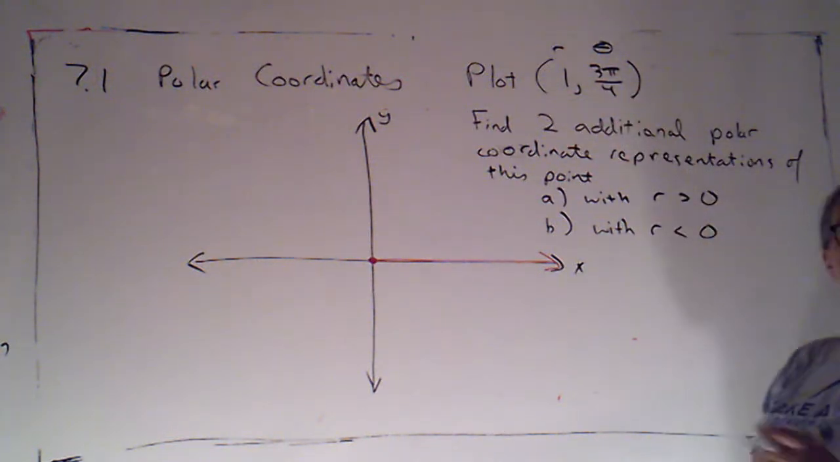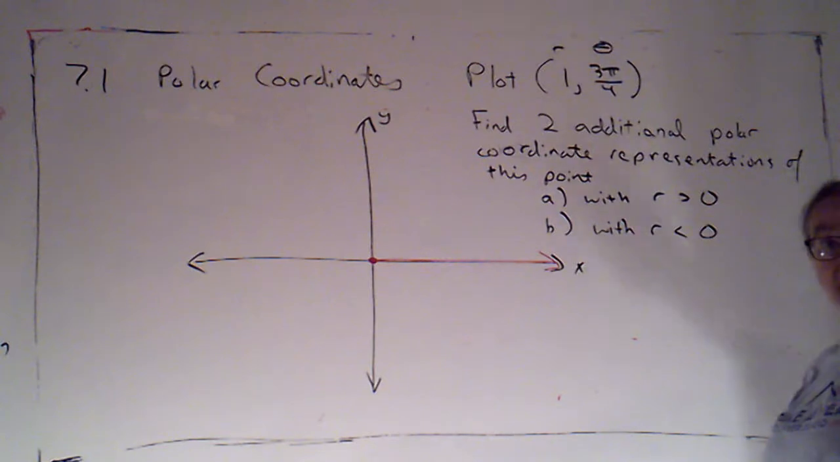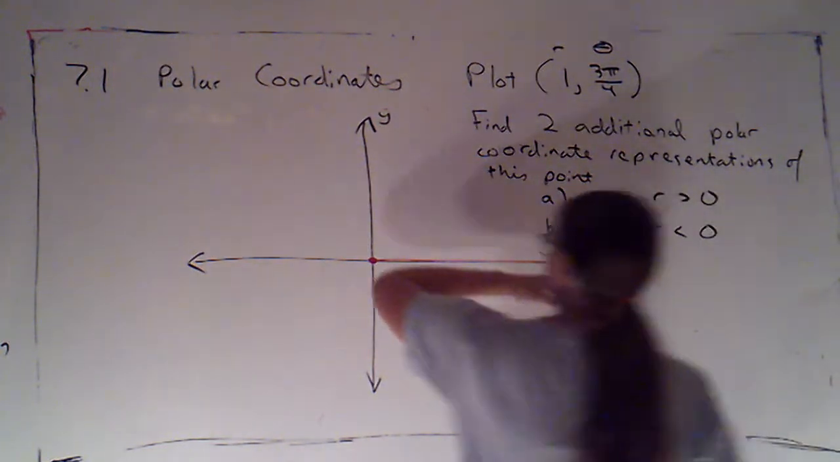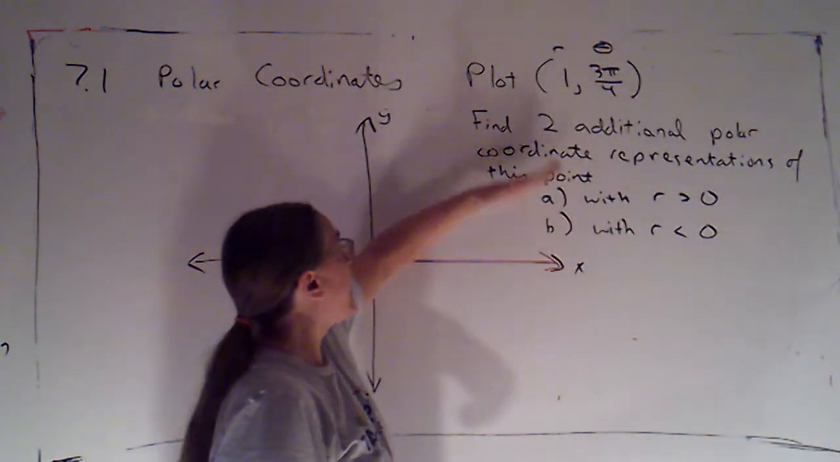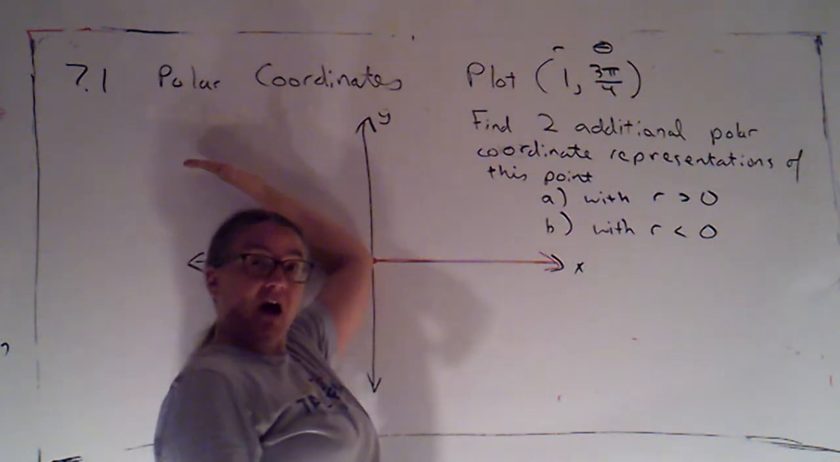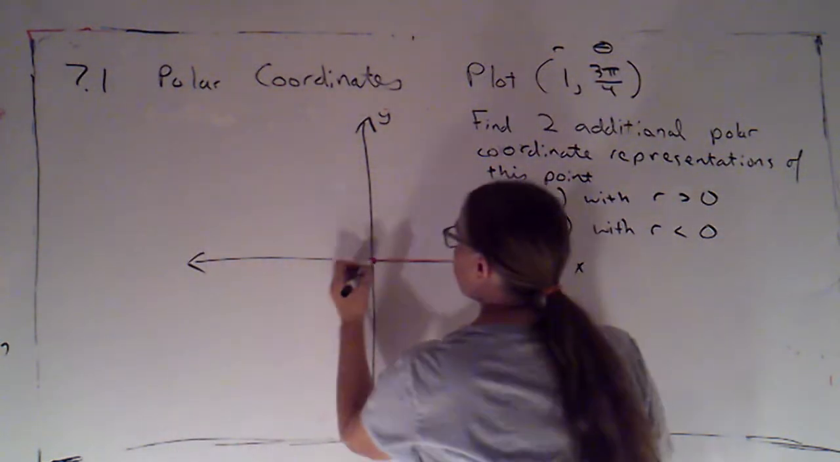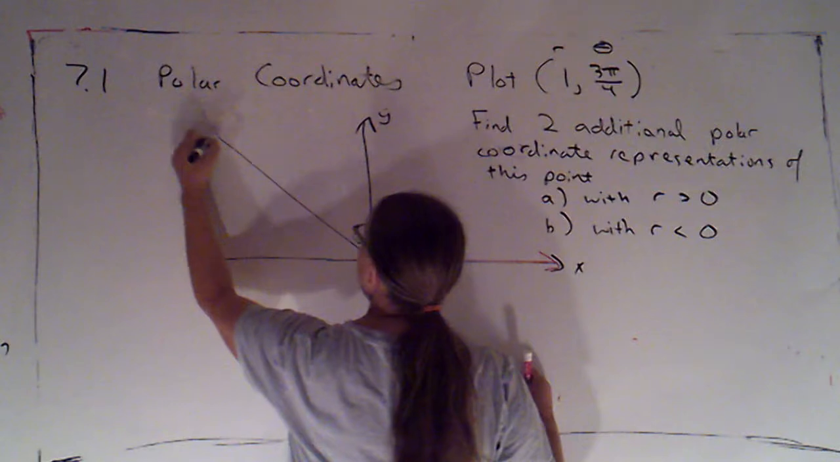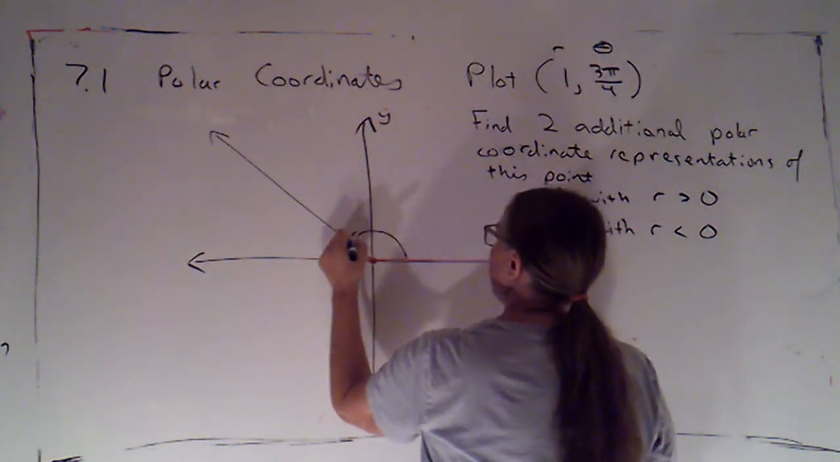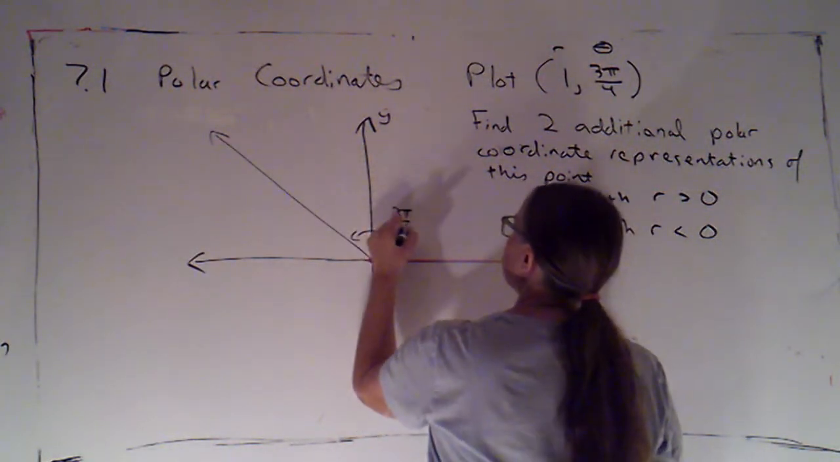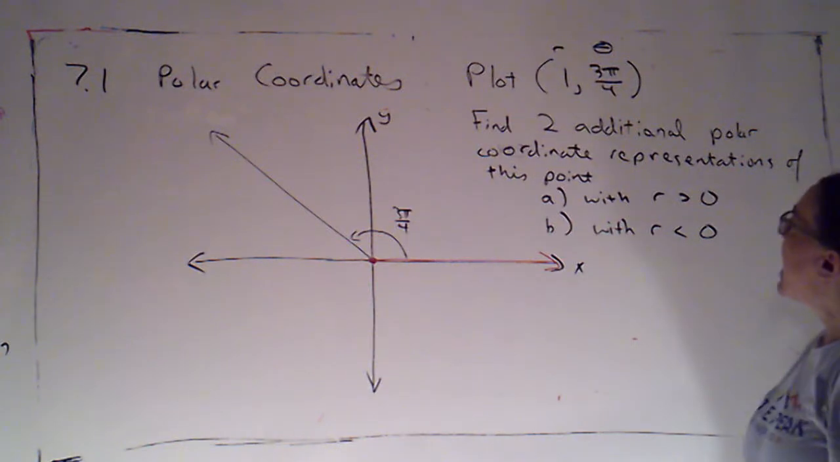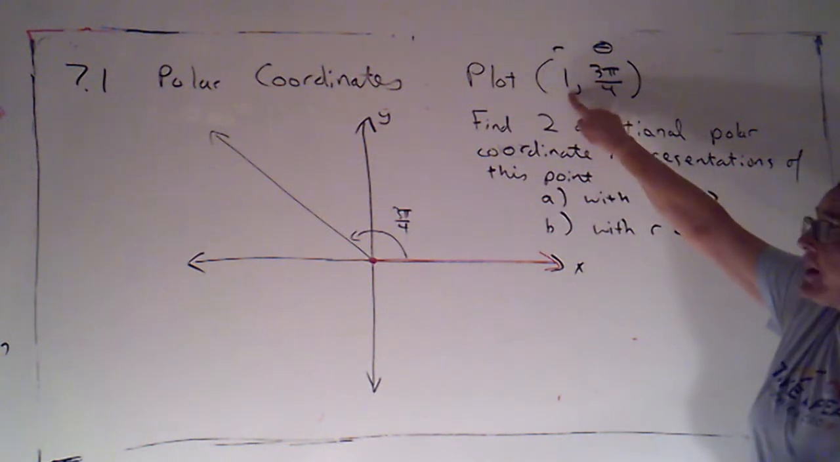So 3 pi over 4, that's going to be the ray that determines the positive direction. So from here, I'm going to rotate 3 pi over 4. So that's going to be pointing up and to the left. Okay. All right. Then my r value is 1.